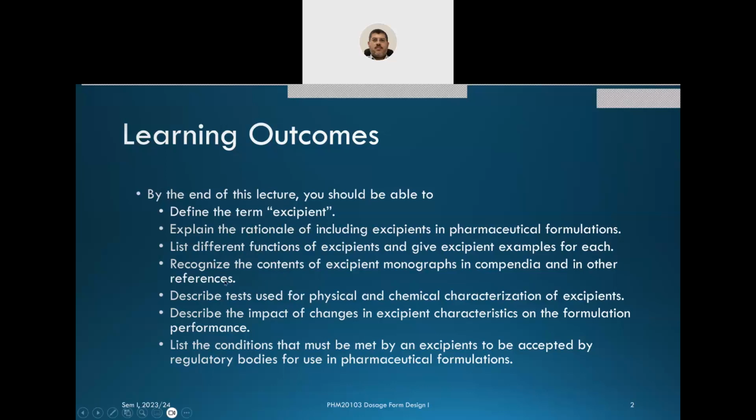We should be able to recognize the contents of excipient monographs in compendia and in other references. Describe tests used for physical and chemical characterization of excipients. Describe the impact of changes in excipient characteristics on the formulation performance. And list the conditions that must be met by an excipient to be accepted by regulatory bodies for use in pharmaceutical formulations.